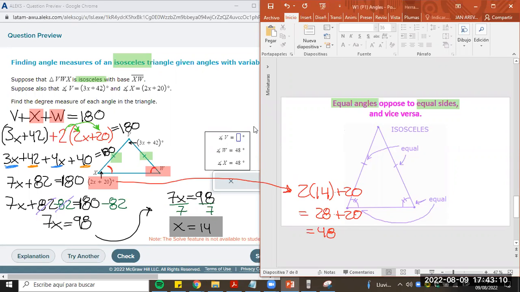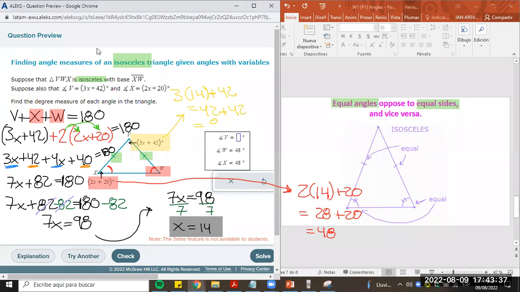Okay, and for the value of v, which color should I use? I'm going to use yellow. In here, 3 times 14 plus 42. How much is 3 times 14? It is 42. Plus 42, it is 84.